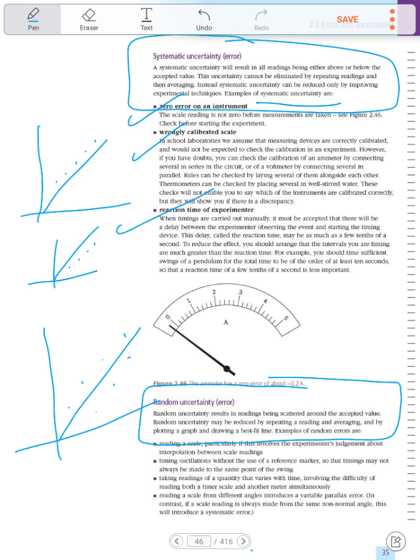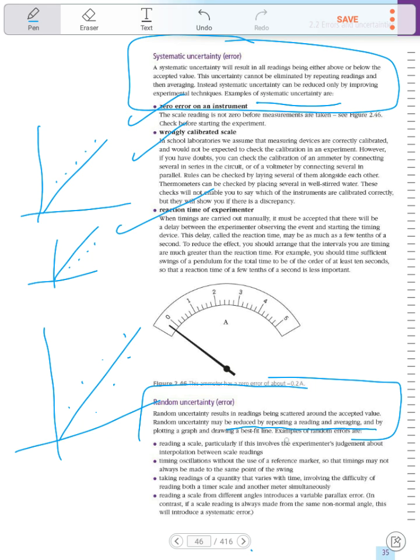As I mentioned before, the systematic error can't be eliminated easily, but in random uncertainty, with readings scattered around the accepted value, the random uncertainty may be reduced by repeating readings. If you repeat the readings and take the average, you can eliminate the effect of random error because you take the average.